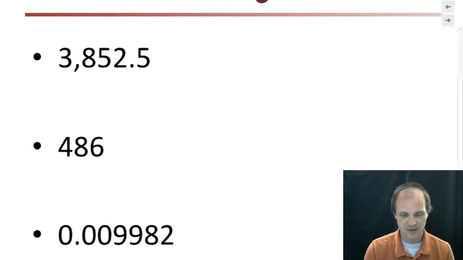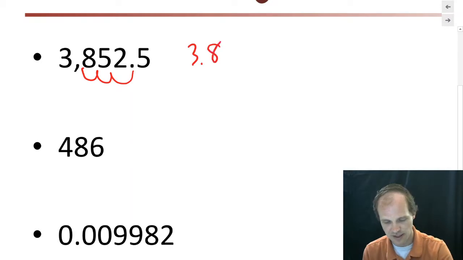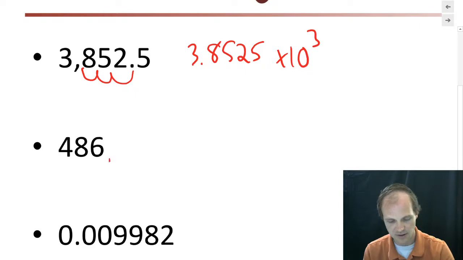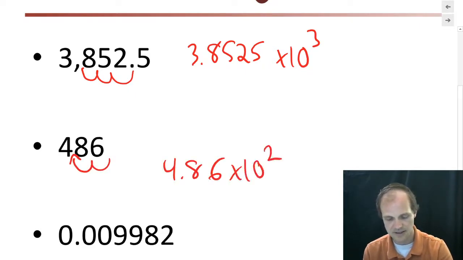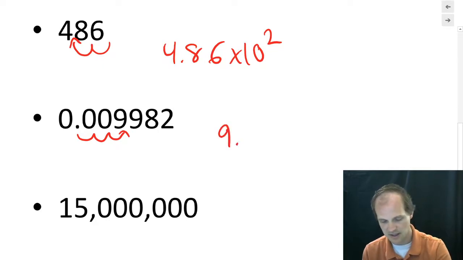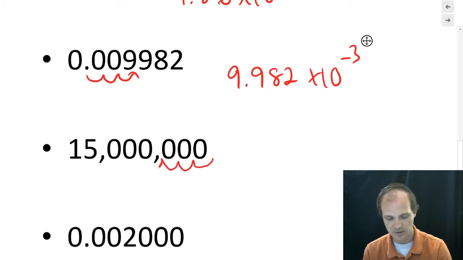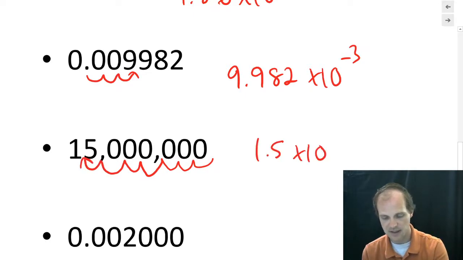Okay, so what do we do? We move the decimal point 1, 2, 3, and we get 3.8525 times 10 to the third. 2 spaces, 4.86 times 10 to the second. Here we've got a small number. Small number means negative exponent. We moved it 3 spots. It's going to be 9.982 times 10 to the minus third because we moved it 3 spots. Here we count 1, 2, 3, 4, 5, 6, 7. We get 1.5 times 10 to the 7th.